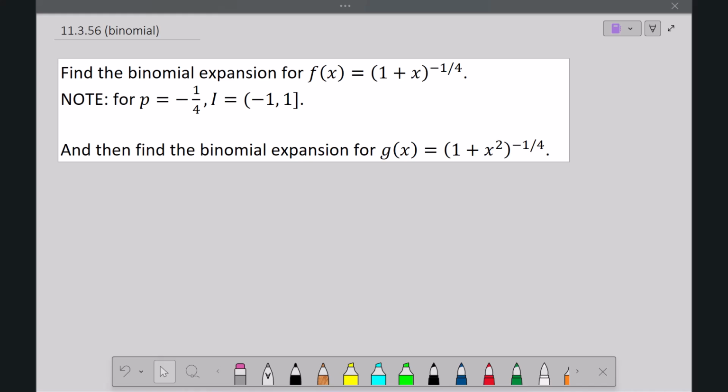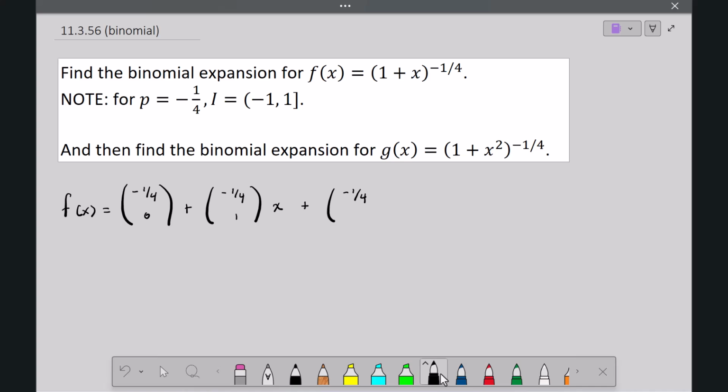Let's go ahead and do this binomial expansion for (1 + x)^(-1/4). We notice that p is equal to -1/4 there. And so f can be written in the binomial form: (-1/4 choose 0) plus (-1/4 choose 1) multiplied by x plus (-1/4 choose 2) multiplied by x squared. And we'll go one more non-zero term, (-1/4 choose 3) multiplied by x cubed, plus etc.